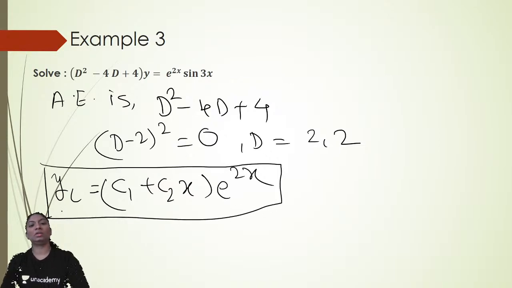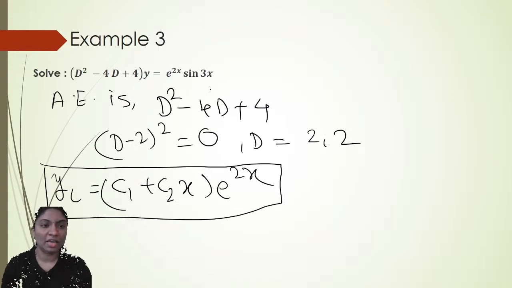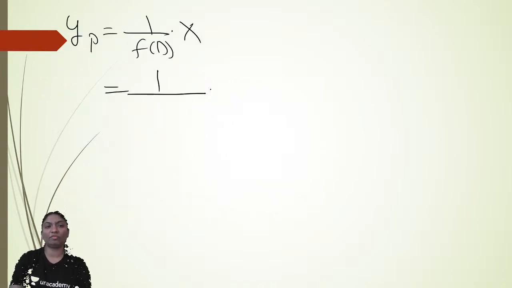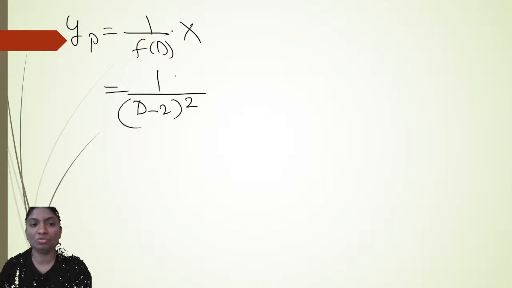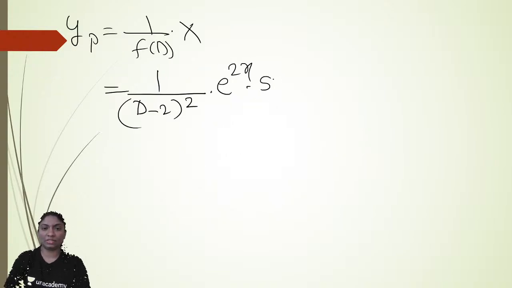I hope you are clear. So yc is equal to c1 plus c2x into e raised to 2x. Now we will find yp. Yp is equal to 1 upon f of D into x. What is our f of D? F of D is D square minus 4D plus 4, so I can write D minus 2 bracket square. That is your f of D into x, where x is your e raised to 2x into sine 3x.